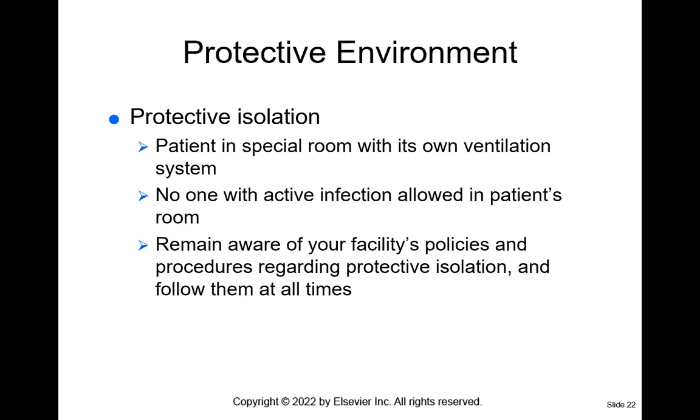In a protective environment, a patient that is in protective isolation, that room has its own ventilation system. And so you may be wondering, okay, hold on, Mrs. Ignacio, why would a patient be placed in a protective environment? This is your patient that may be immunocompromised. This could be a patient that is neutropenic. They have a low white blood cell count because of chemotherapy. They could be on immune suppressant medications.